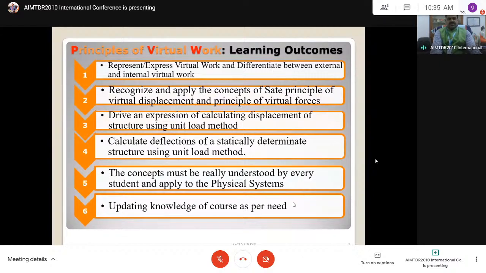Depending upon the given data, you can apply virtual work only. You have to decide whether to apply graphical methods, analytical methods or virtual work concepts, depending upon the data given in the problem. Whichever is easy based on the given data, apply that method and get the solution very fast in GATE or other competitive exams. These are the learning outcomes we are going to get after studying this principle of virtual work.